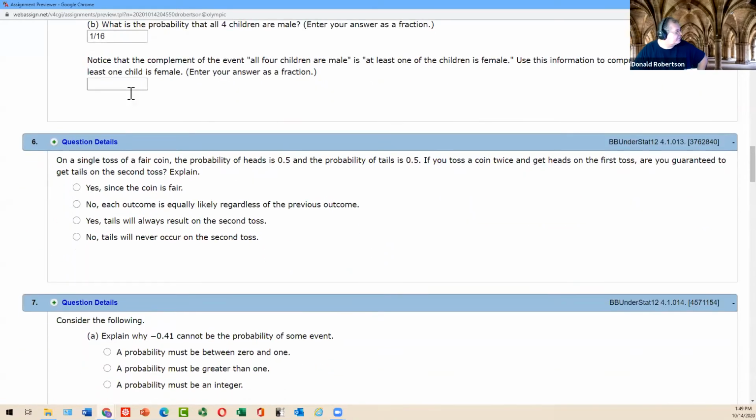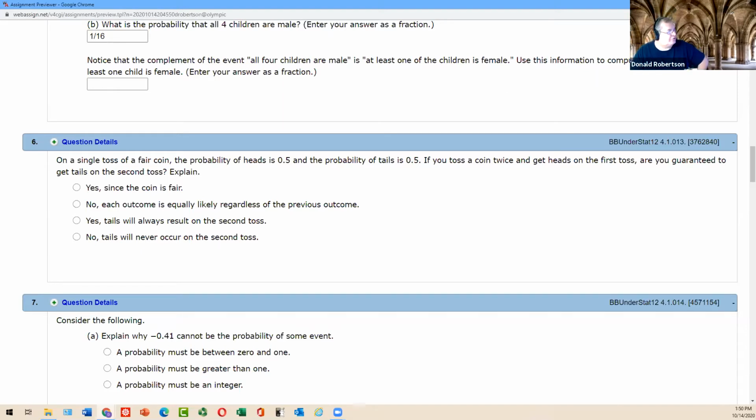Now, what about this fella? Notice that the complement of the event, all 4 children are male. So the opposite of all 4 children are male is at least one of the children is female. Now, if you were thinking logic, doesn't that make sense? All 4 are male, what's the opposite? At least one of them has to be a female then. Wouldn't that be the opposite event? At least one of them has to be a female. Could be 2, could be 3, could be all of them, right? But at least one.